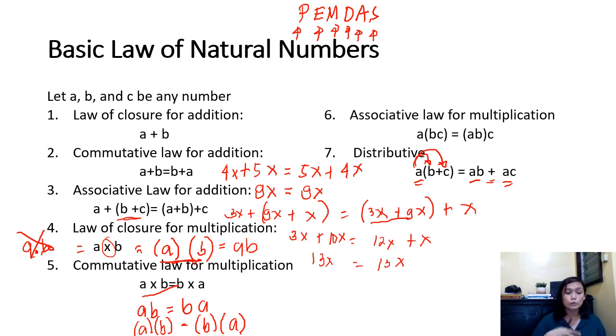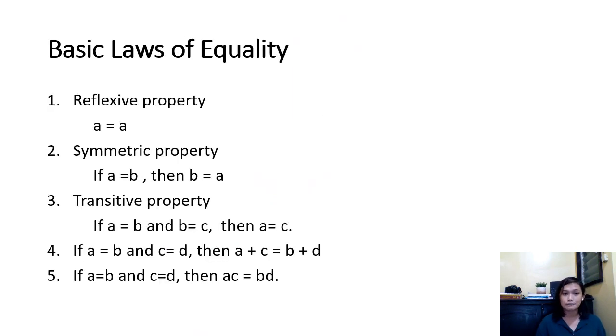Now let's proceed to the next topic, which is the basic laws of equality. So this is the reflexive law or reflexive property. A is equal to A. So A is always equal to A, B is always equal to B, 3 is always equal to 3, D is always equal to D. That's the reflexive property. So you have the symmetric property. If you have A is equal to B, then B is equal to A, right? That's common sense.